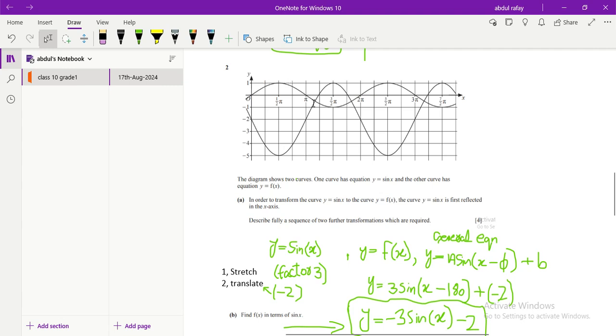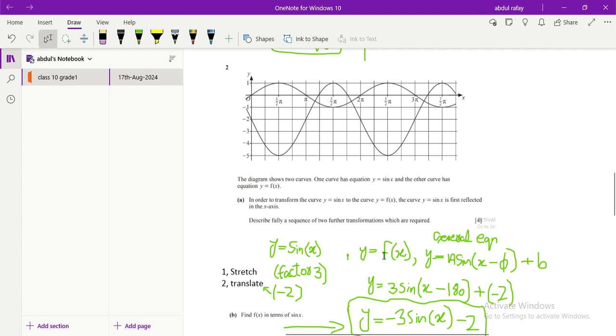So y equals sine x, as you can see, is a very simple curve, and the other curve seen here is y equals f of x. In the general form, you can write any sine wave curve as y equals a sine of (x minus pi), where a is the amplitude, the minus pi represents the phase shift of the sine wave curve, and then we have a translation represented by plus b.